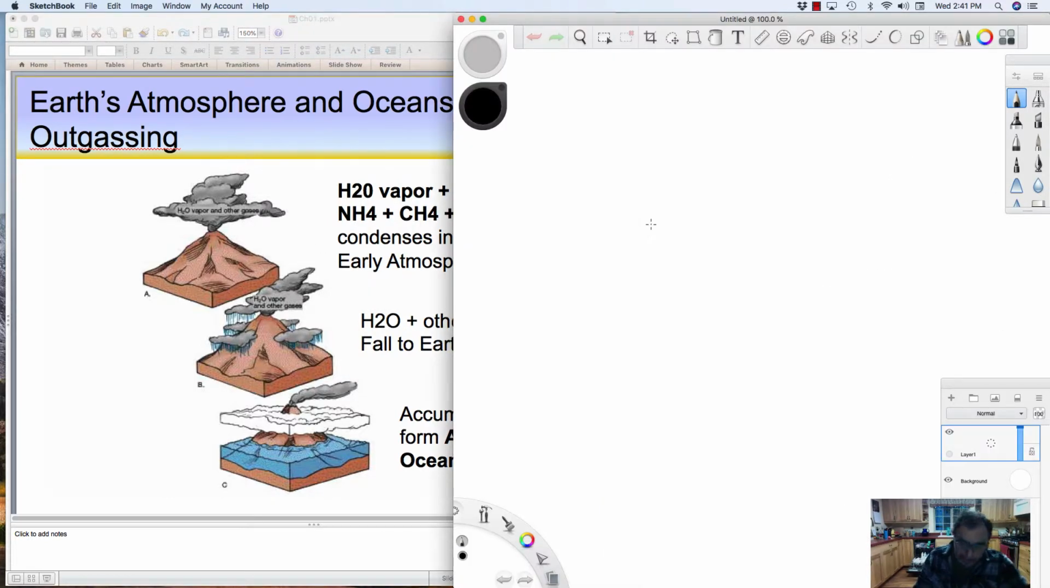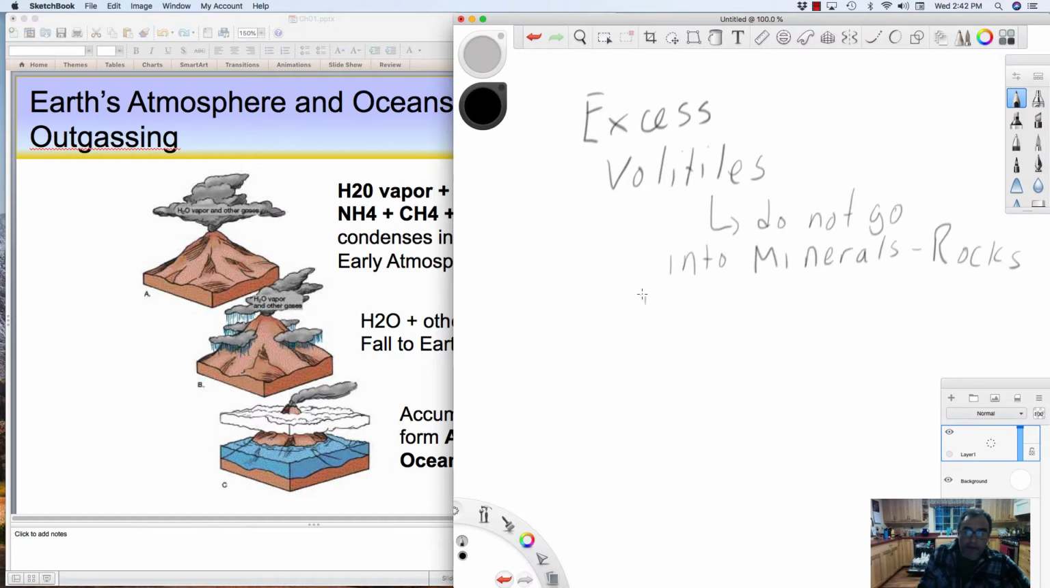When we talk about outgassing, we're really looking at this concept of excess volatiles. So in other words, they do not go into minerals and rocks. So these are primarily the gas, all the gases.